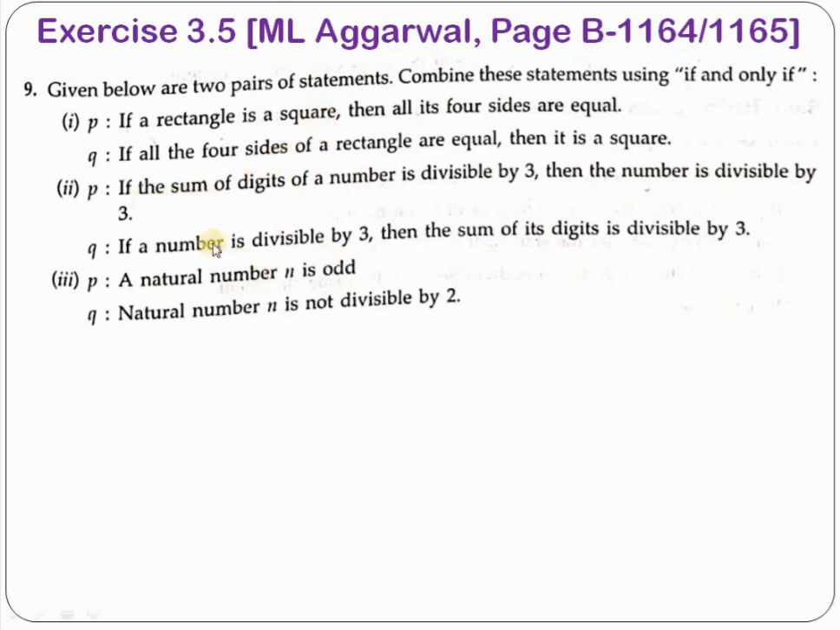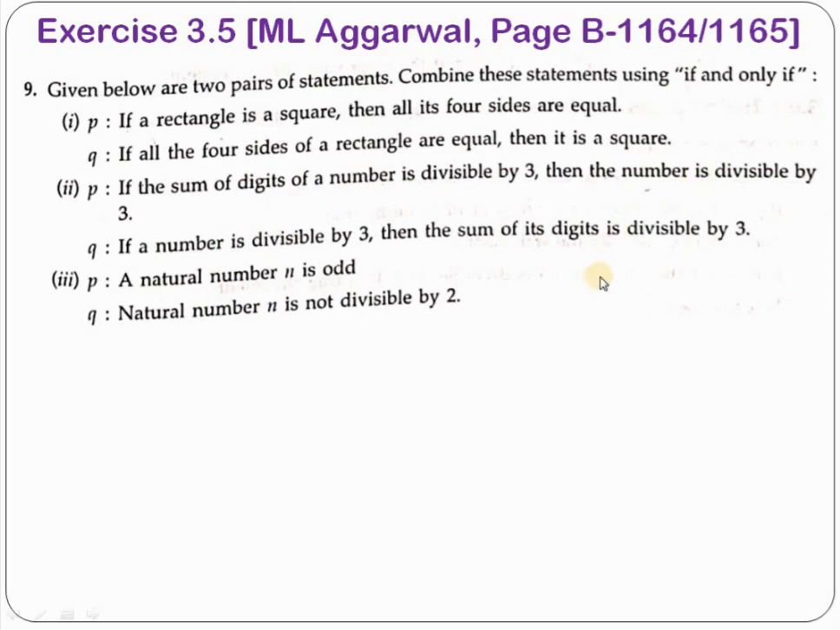Okay, now let's see the next question. The question says, if the sum of the digits of a number is divisible by 3, so this becomes my P, then the number is divisible by 3. So the number is divisible by 3 is my Q. All right, so let us combine these two. P and Q are already there, and we need to write this as a biconditional.